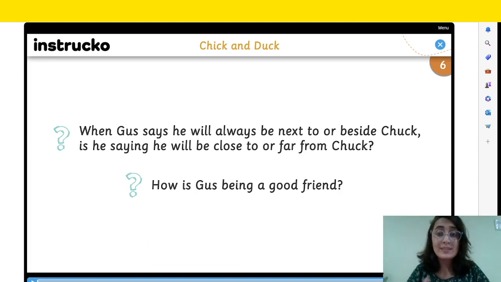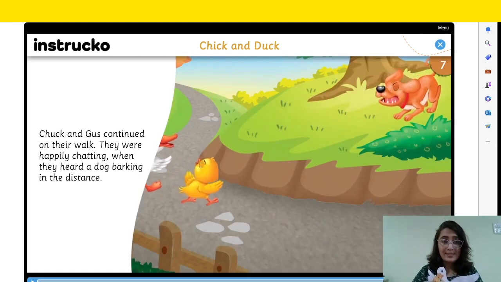Now tell me, is this quality important in your friend or not? Whoever is your friend should always stay close to you, right? That is why they can help you and protect you, right? When they are close to you. So Gus is being a very good friend by promising Chuck that he will always be next to Chuck and he will always help Chuck. Okay. Let's see what happens next.